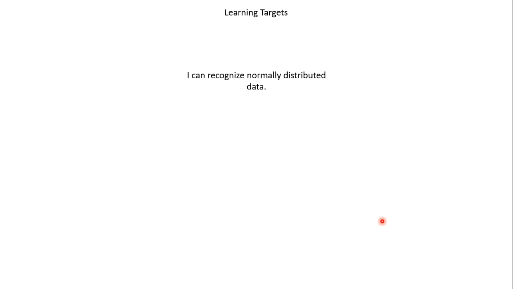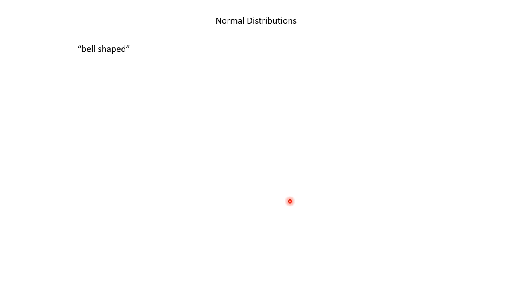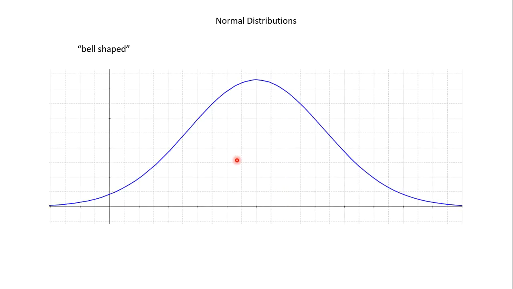Our learning targets: I can recognize normally distributed data, and I can use the characteristics of normal distributions to solve problems. And so, a normal distribution shape is what's called bell-shaped. The normal curve, the bell curve, are things that you may have heard about, and it looks like this. The very first slide has a normal curve in the background of the slide. And so it's bell-shaped, looks kind of like an old bell.